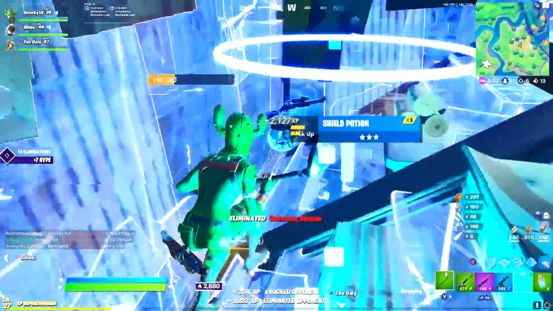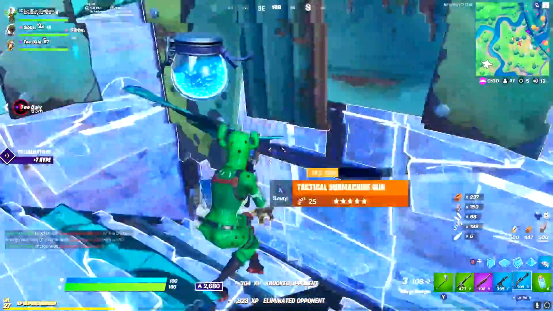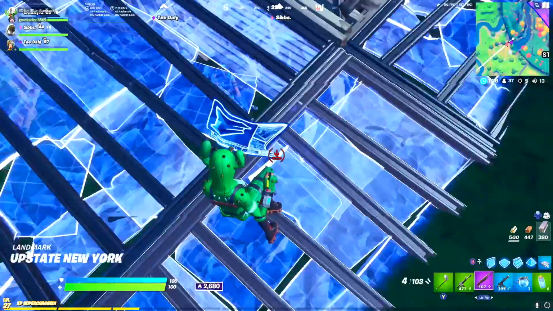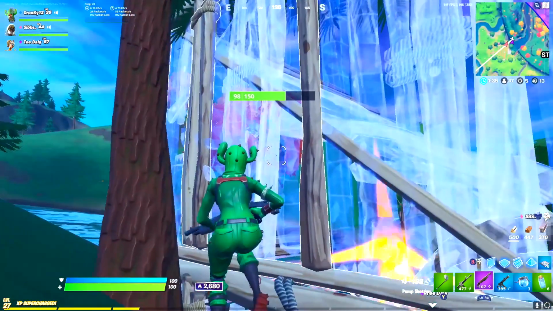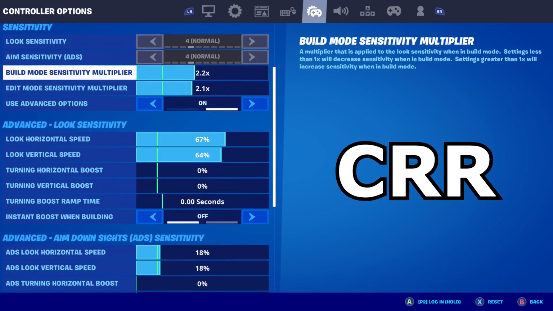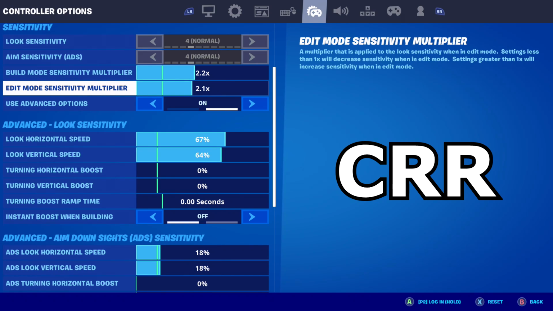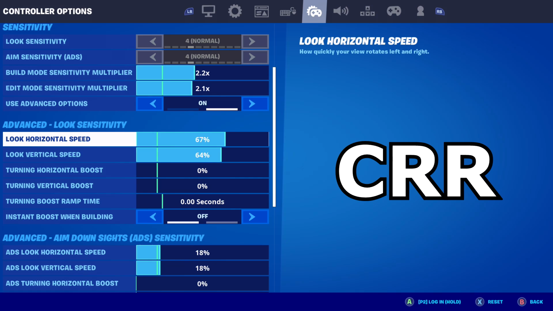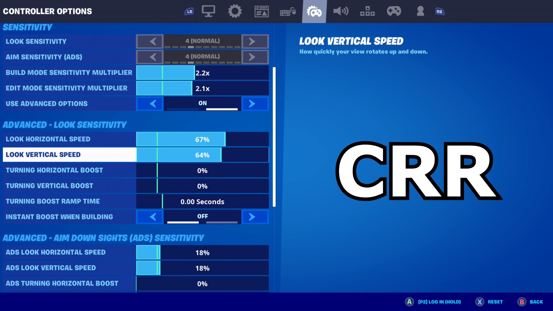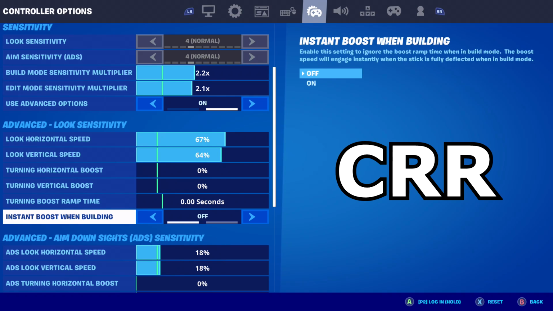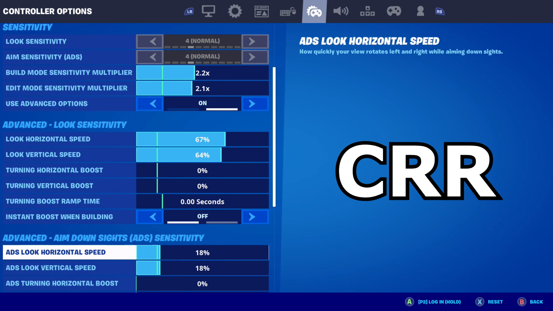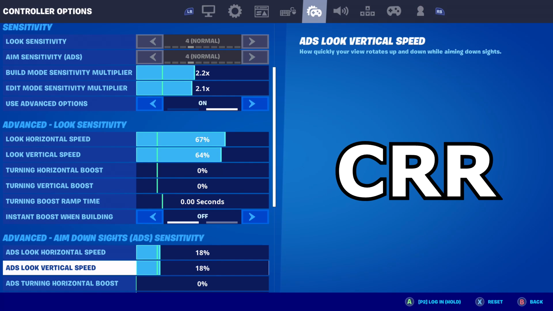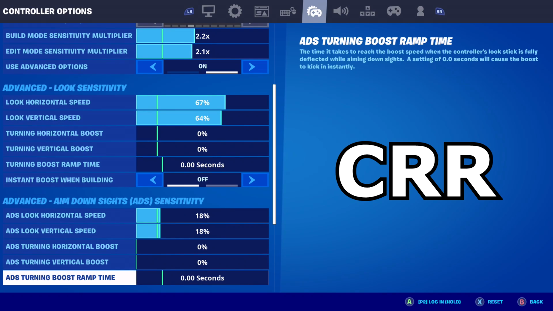Alright, so now we're going to hop into the Exponential section. So the first Exponential player that we're going to take a look at here is CRR. He used a 2.2x build sensitivity multiplier and a 2.1x editing sensitivity multiplier. In the look sensitivity section, he uses 67% for horizontal and 64% for vertical speed with no boost. Then in the ADS section, we have 18% for both horizontal and vertical speed, again with no boost.